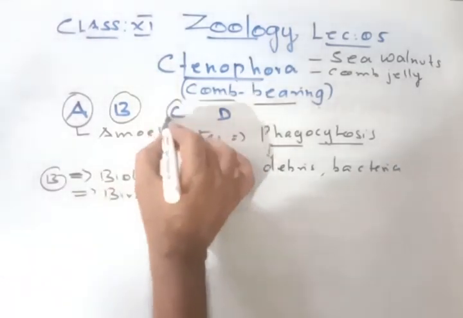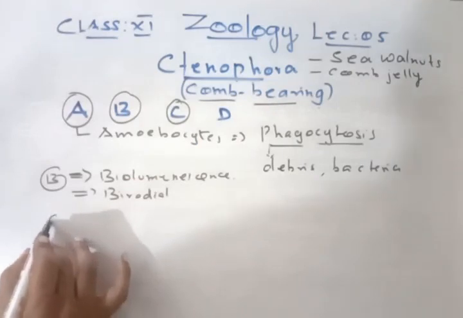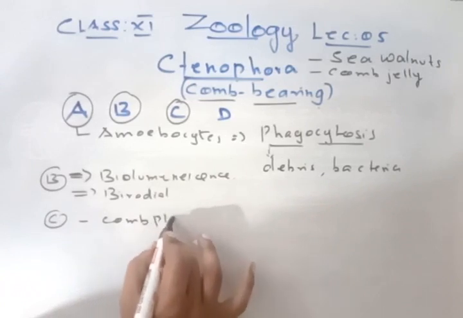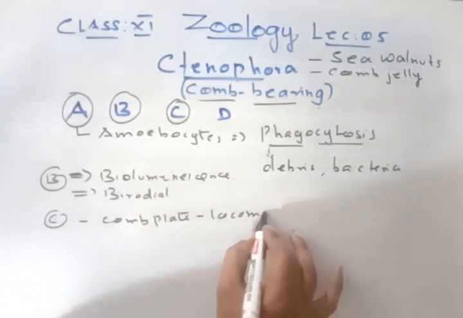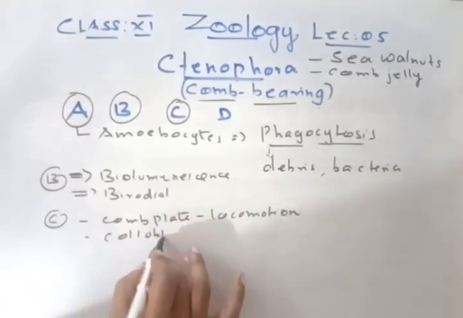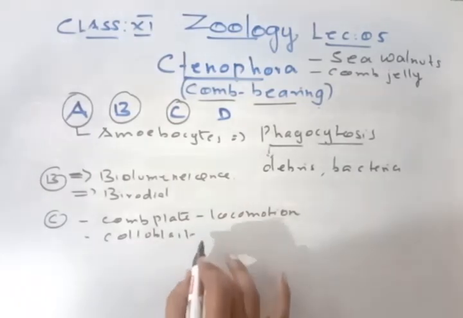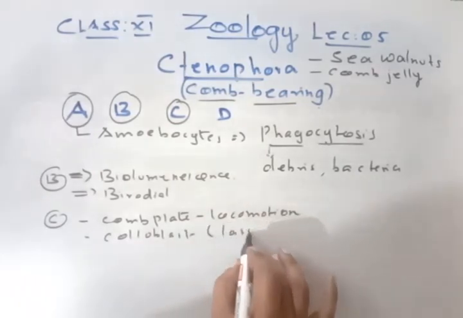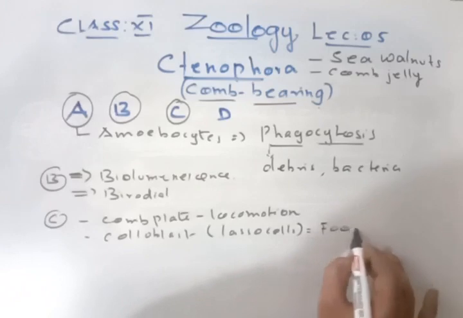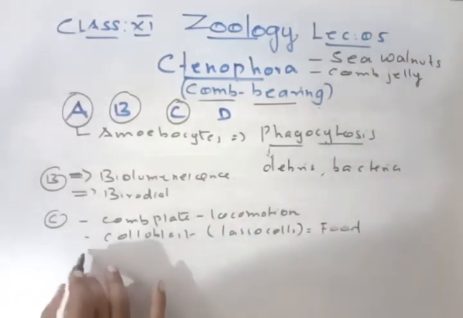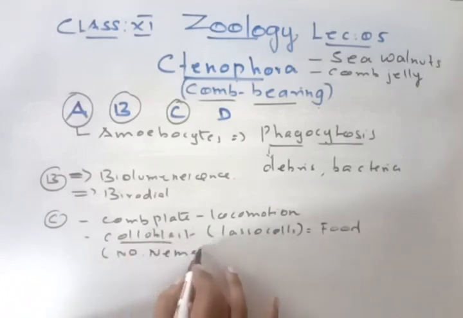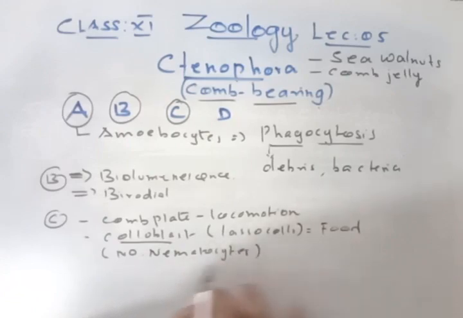Third one, we will go for C. Here C stands for three things. One is the comb plates. What is the role of comb plates? Locomotion. The second one is colloblast cells, otherwise called lasso cells, and this is for capturing the food, which we studied already. Then, since they have colloblasts, there are no nematocytes. Nematocytes are completely absent.